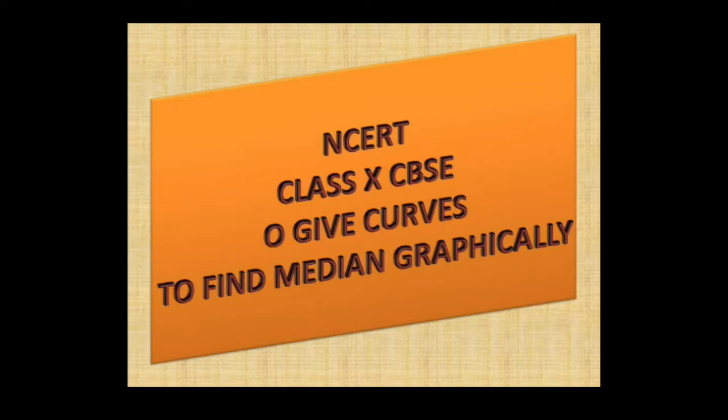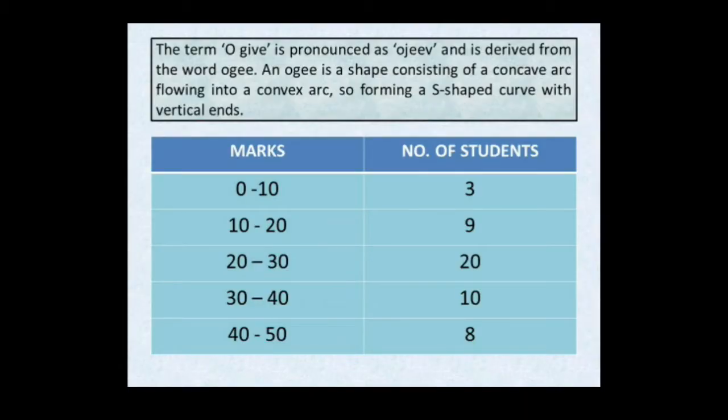So we are going to take the data which is going to give you details about marks of 50 students. Marks, number of students. Students who got marks between 0 to 10, 3. Between 10 to 20, 9. Between 20 to 30, 20. Between 30 to 40, 10. Between 40 to 50, 8.